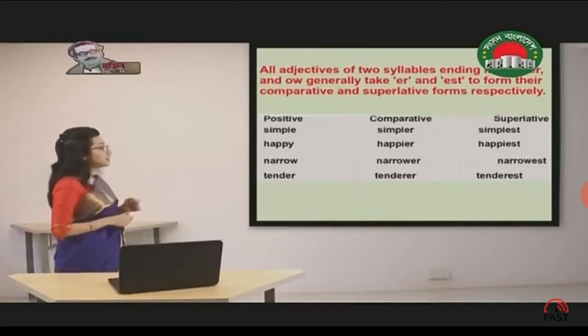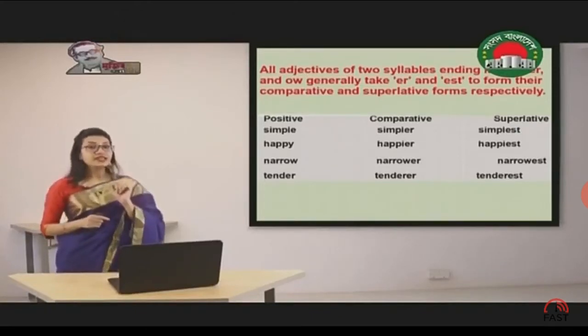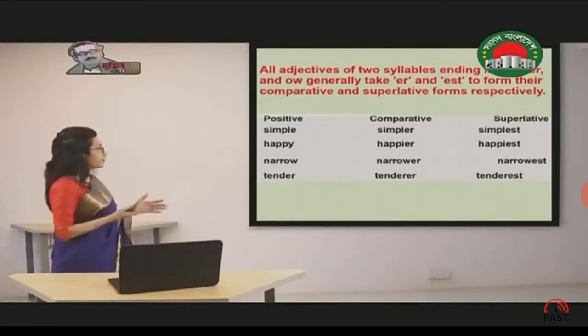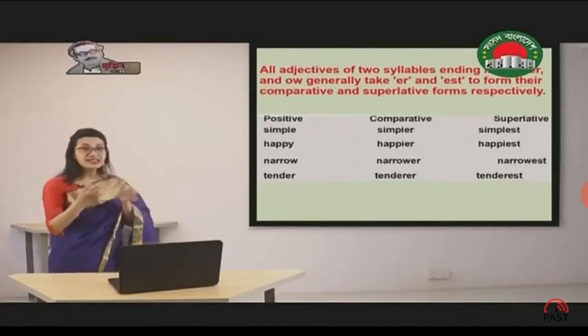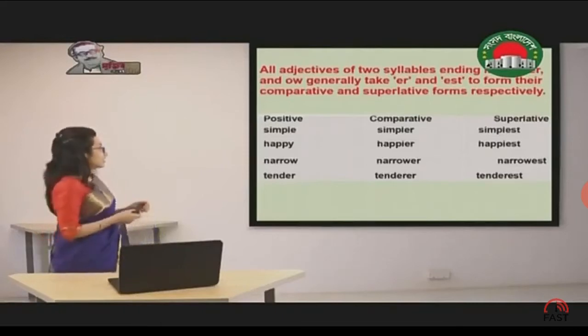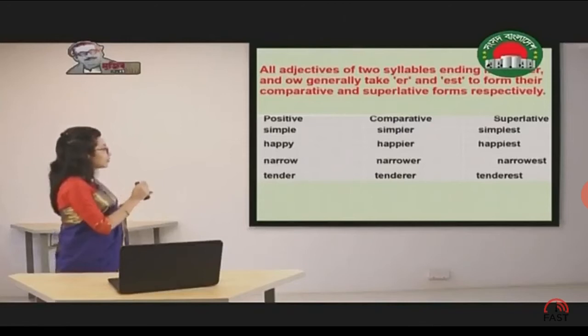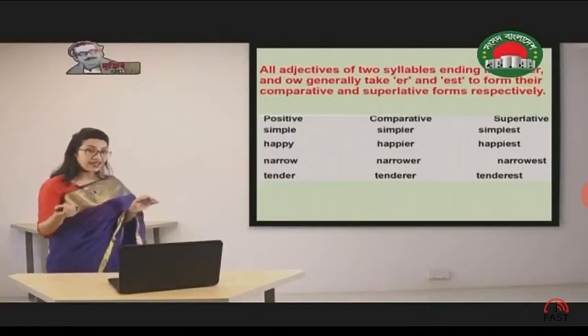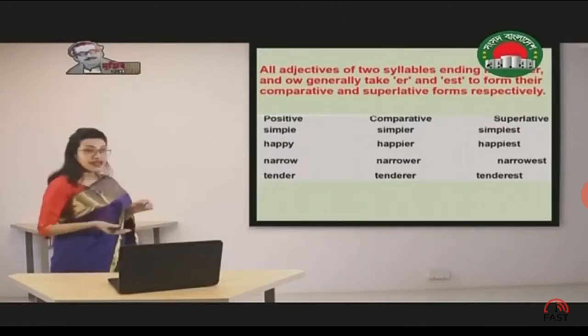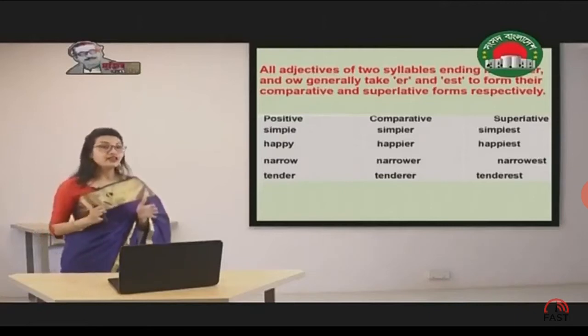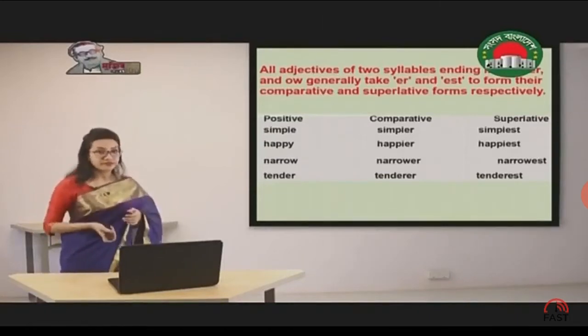Now the third one, narrow, it is ending with OW. So it's very simple, we have used ER and EST. And the last one, tender, it has ended with ER. Again we have used ER and EST at the end to form comparative and superlative.